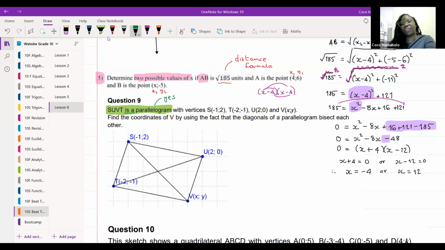All right, and they give us the vertices S, T, U, and V, and then we notice very quickly that V does not have any values. V is x, y. Now it says, find the coordinates of V by using the fact that the diagonals of a parallelogram bisect each other. What does that tell me, guys? What does that mean? What does that tell us about this point where they bisect? What would we know this point as?